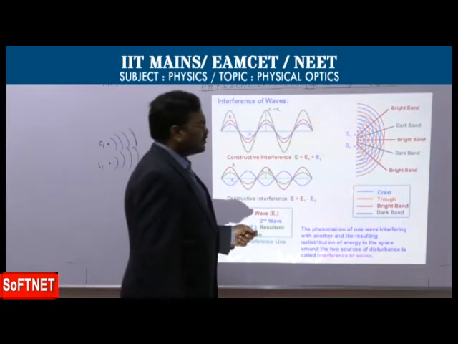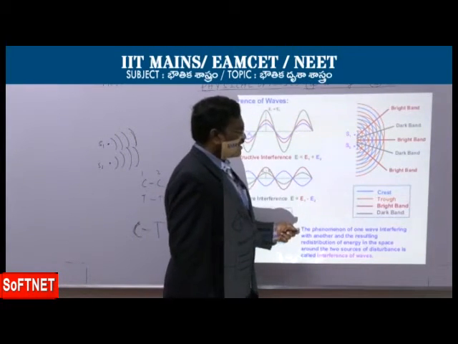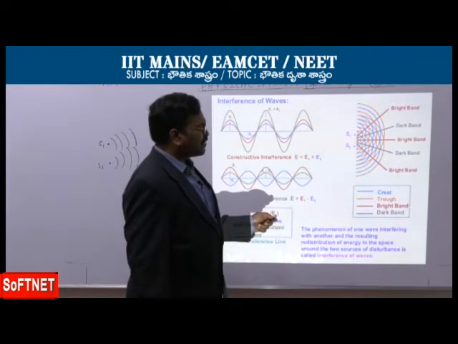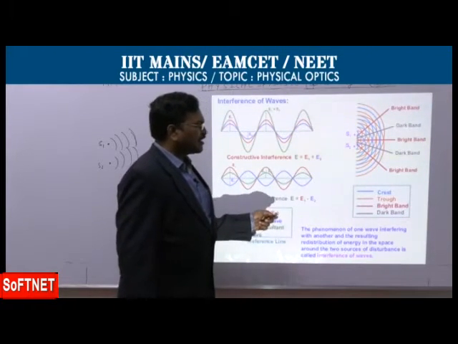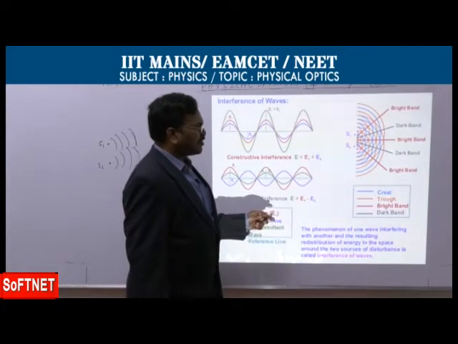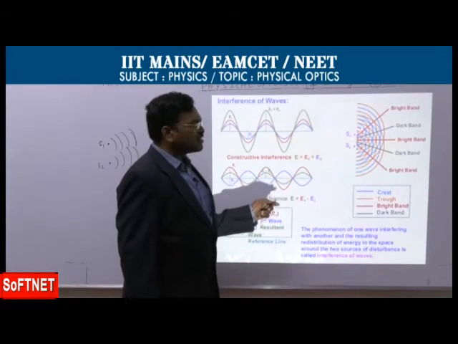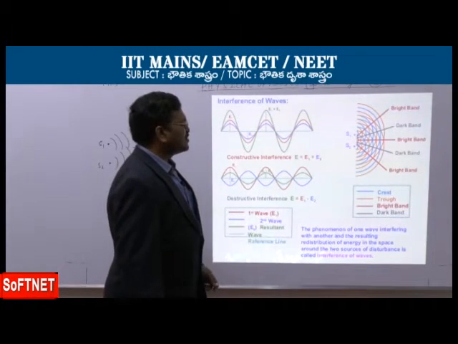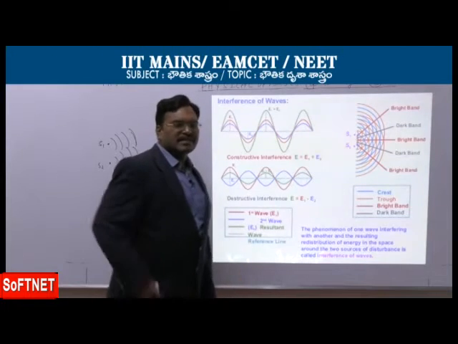Here now these are crests and troughs, and the red line indicates what? Bright bands. Now the dark line, black line indicates what? Dark bands. Here from two sources we are getting transverse waves. Now transverse waves means what? We have crests and troughs.